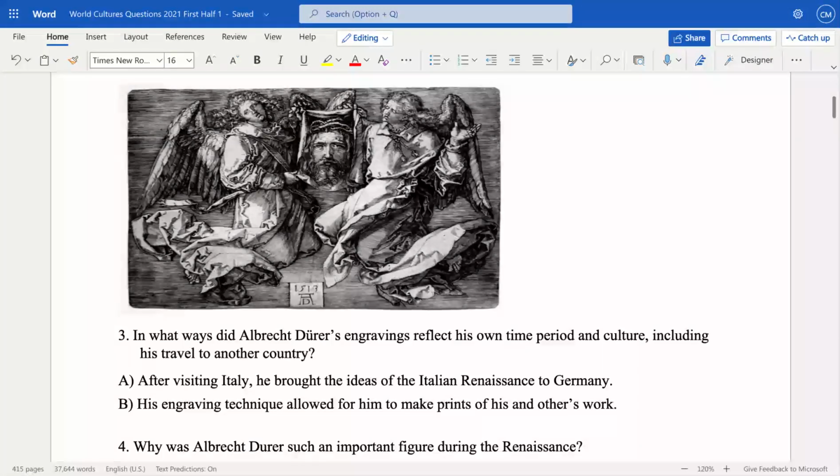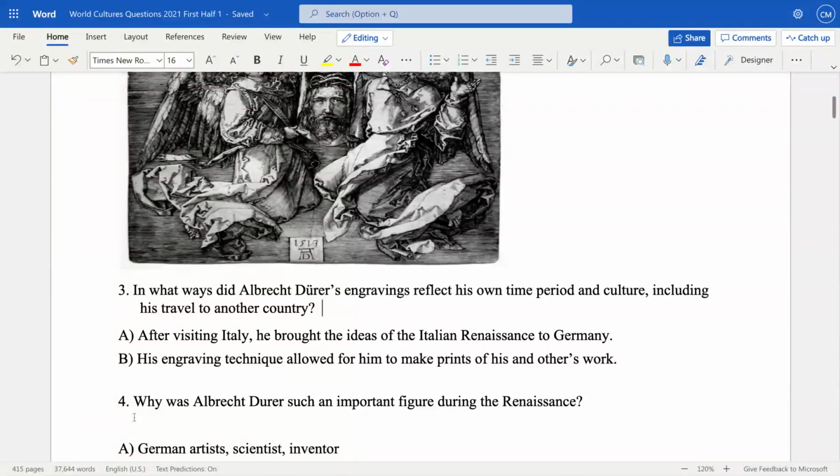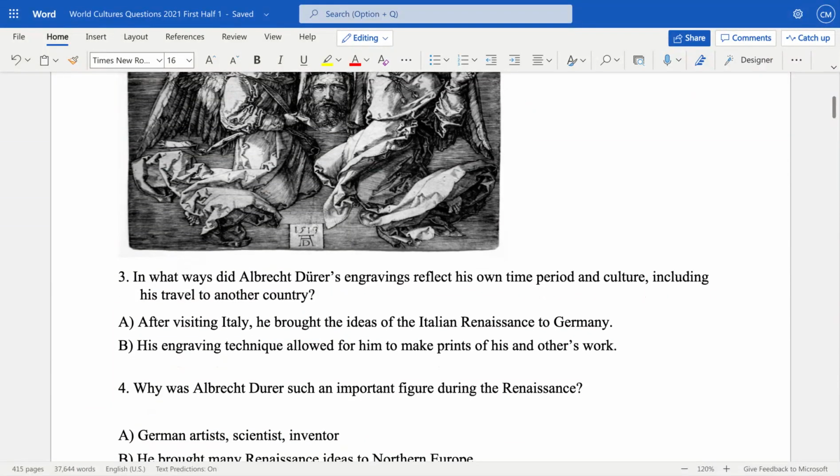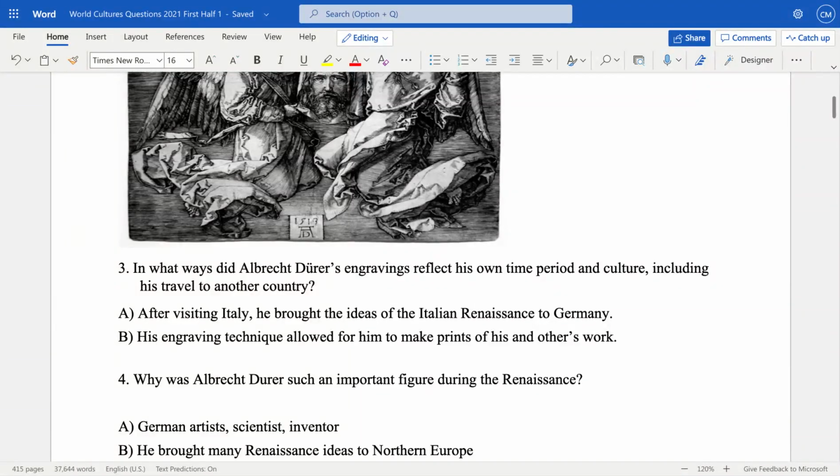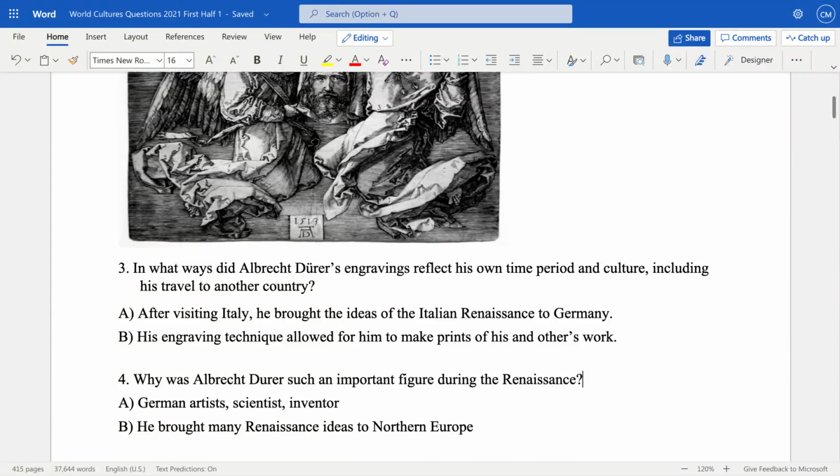Why was Albrecht Dürer such an important figure during the Renaissance? He was one of the greatest German artists. He was a scientist and inventor, and he brought many Renaissance ideas to Northern Europe. So this allowed for things to spread quite a bit more easily.